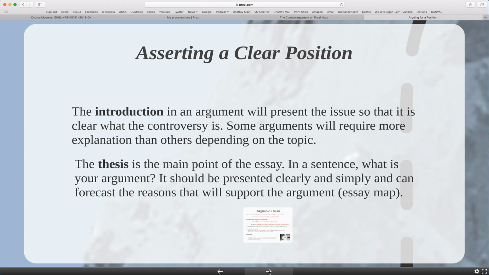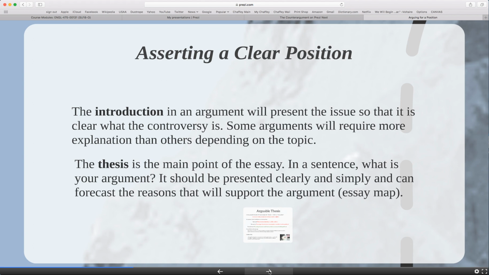So you might want to explain to the reader why this is a controversy right now, right? Some other topics might not necessarily require a whole lot of explanation on why it's controversial or why it's relevant right at the moment. Some topics just seem to be relevant all the time, so it just depends. You have to really think about how to frame that particular argument, right?